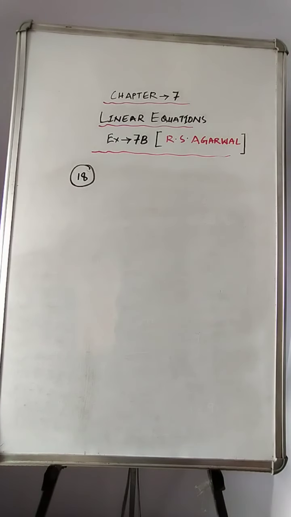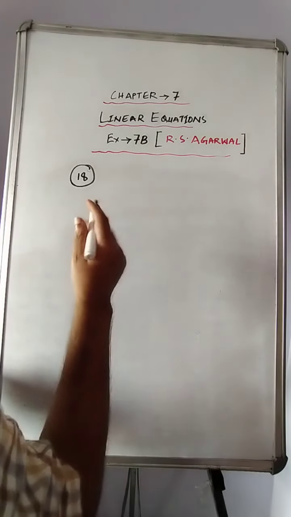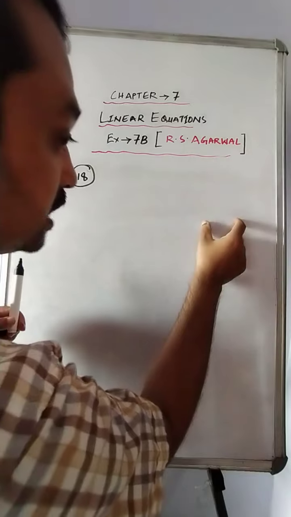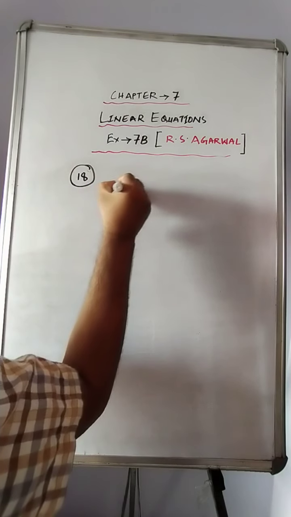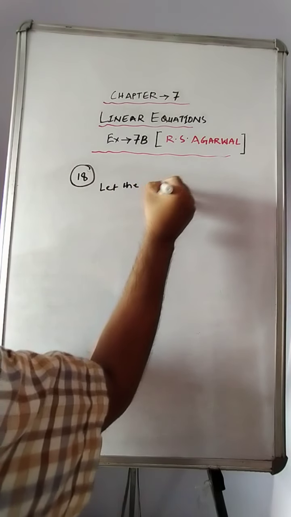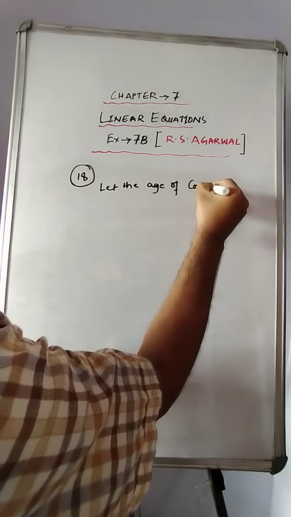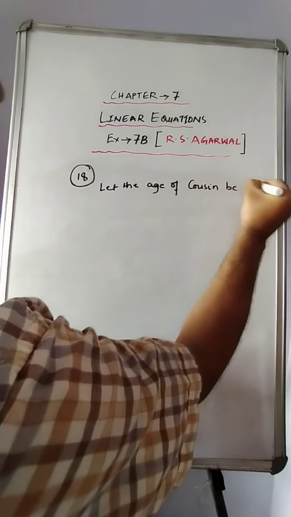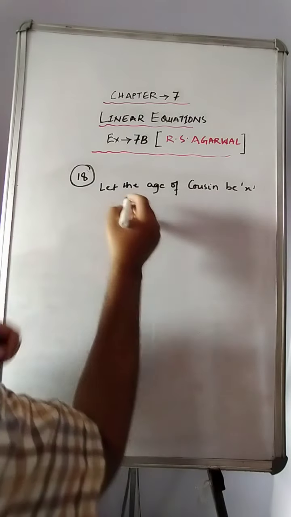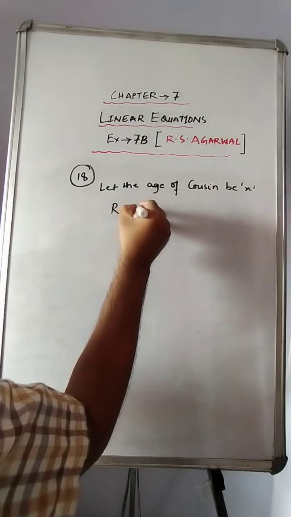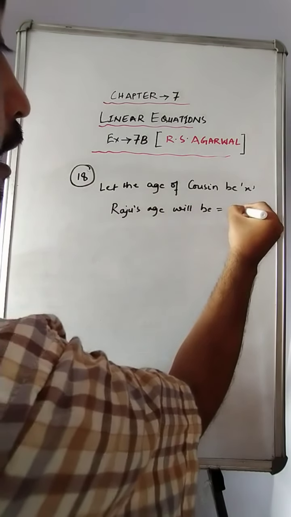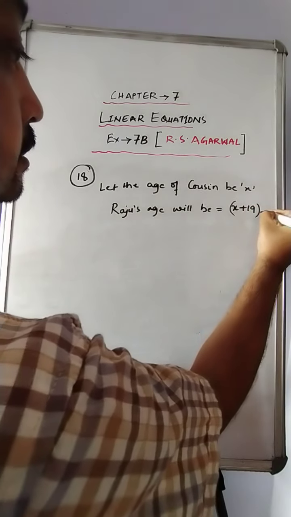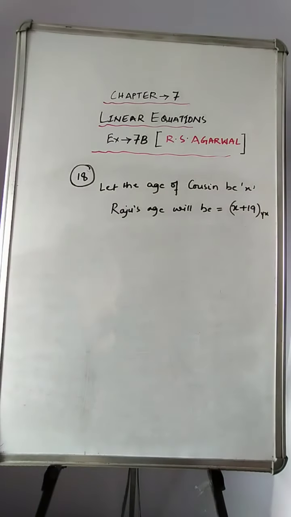Now, Raju is 19 years older than his cousin. Because the age of Raju is being compared with the cousin, first of all we have to let the age of the cousin be x, and since Raju is 19 years older than his cousin, Raju's age will be x plus 19. This is the first thing that we have to do.